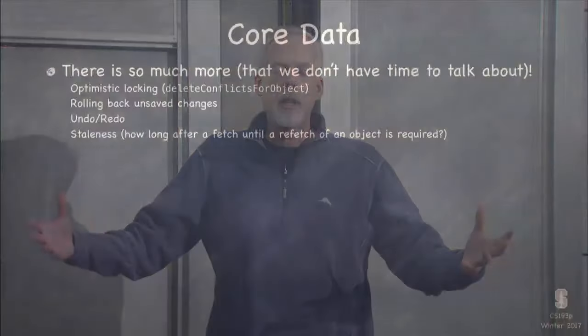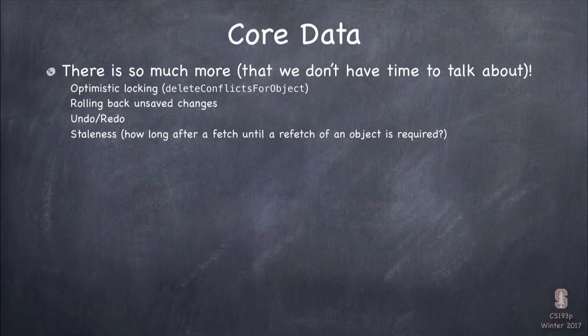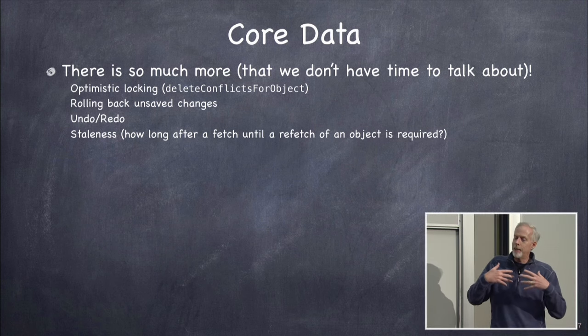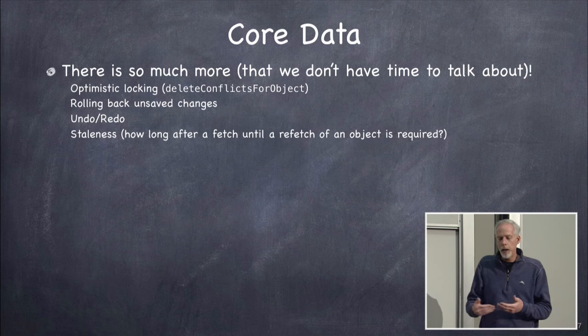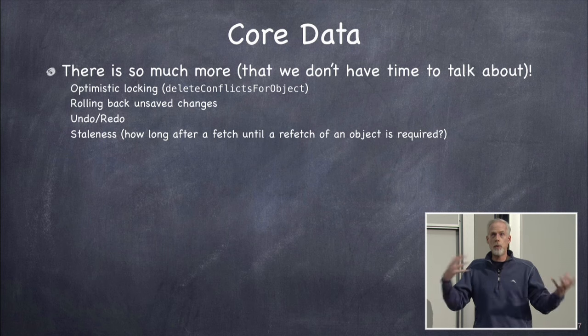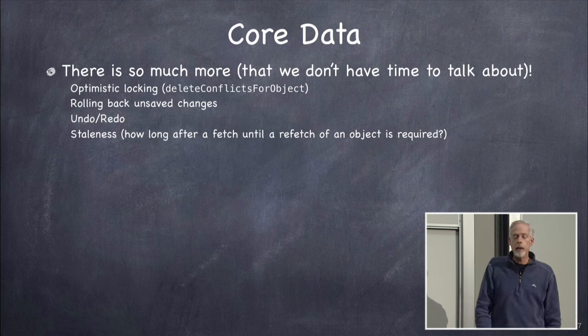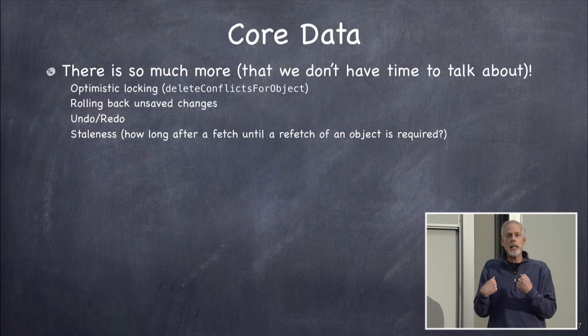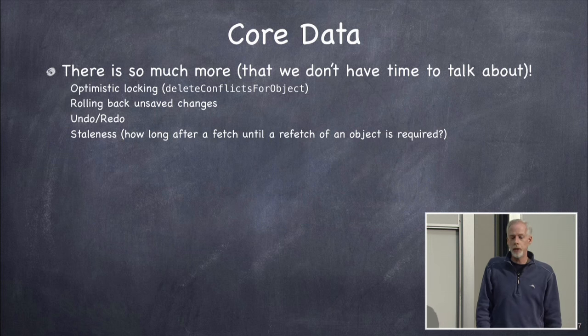Core Data is huge. I can't cover it all. It's got optimistic locking, for those of you who know about databases, and all that database stuff. It has full undo and redo, which is incredible. It obviously knows how to roll back unsaved changes. If you have changes in memory and you want to roll some of them back, you can do that before you save. It knows about staleness, like if I make a fetch, how long before I really want to fetch it again because I don't trust that the data hasn't changed? How long does it take for the data to get stale? And a lot of other things in Core Data.